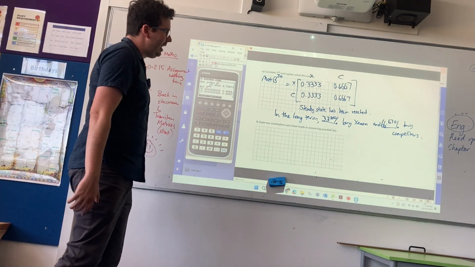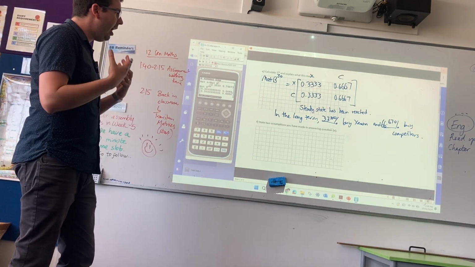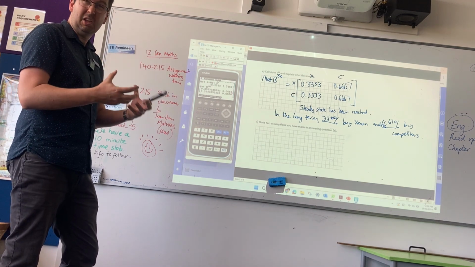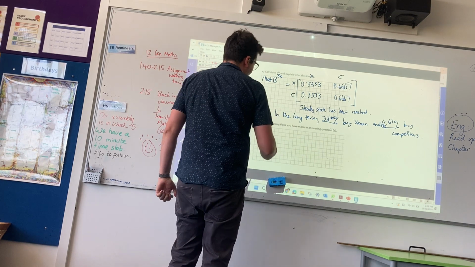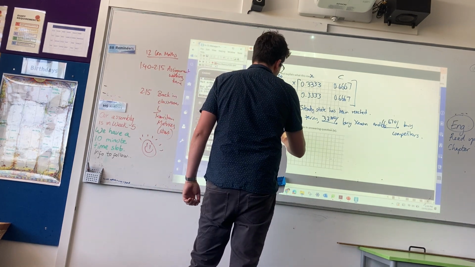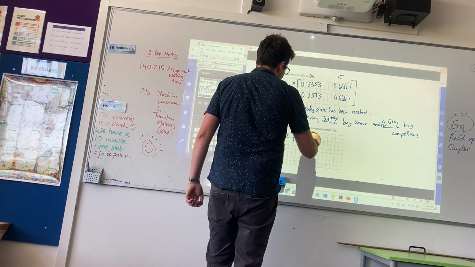But when we're doing these calculations, there are some assumptions that we're making with mathematical modelling, and let me give you two of them. We are assuming that the same people are buying paper each week.